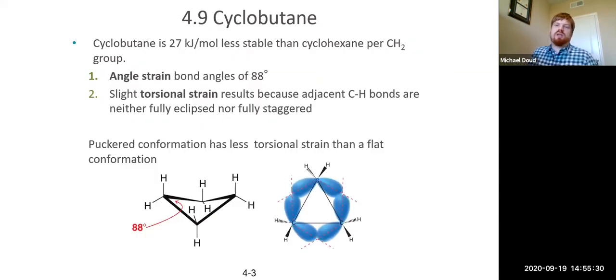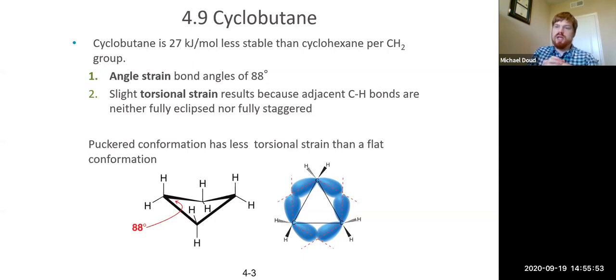So first up, we mentioned that these shapes deform from what we draw on the page, so that they reduce that angle strain and reduce the torsional strain as much as possible. Starting with cyclopropane, there's no flexibility. It's just those 3 carbons in a triangle. There's nothing you can do to flex out of that.